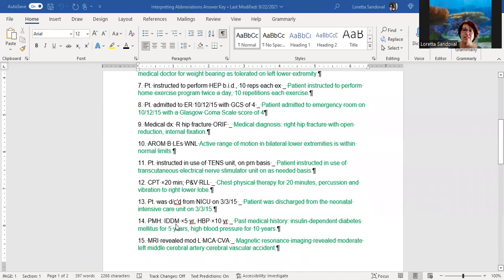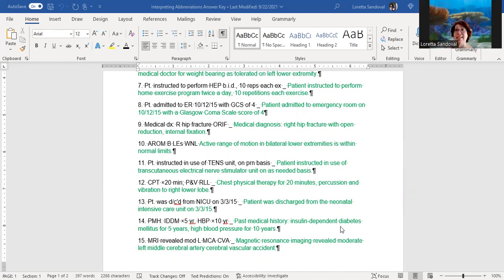PMH, IDDM times 5 years and HPP times 10 years. Probably every doctor and nurse and everybody out there is going to understand that. The patient's going to go, what? And probably most therapists are going to have to furrow their brow as they look at that. So past medical history, insulin dependent diabetes mellitus.